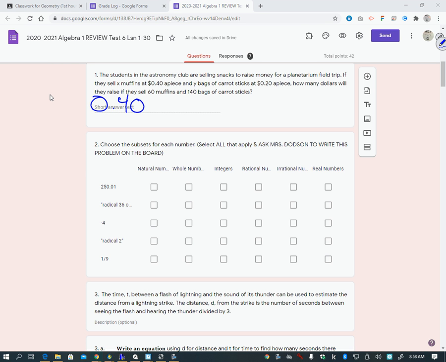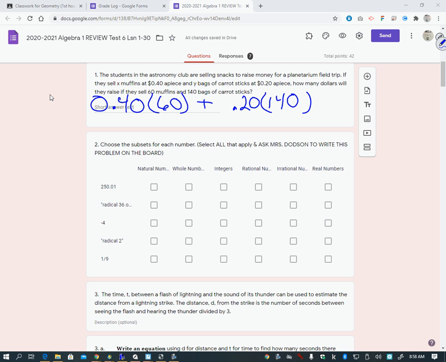Okay, I got 40 cents a muffin, right? How many muffins am I trying to sell? 60, right? So I want to start off with something like that, correct? Right? How much are carrot sticks? 0.2. 20 cents. How many bags of carrot sticks? 140, all right? What am I doing with those two sets there? Well, I'm going to multiply these things by each other.